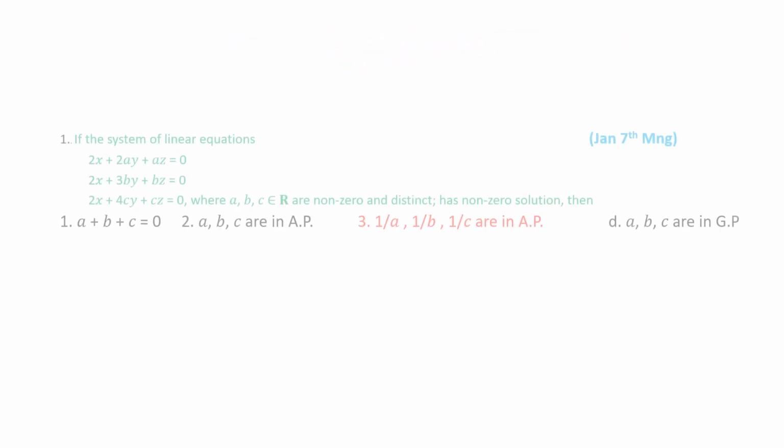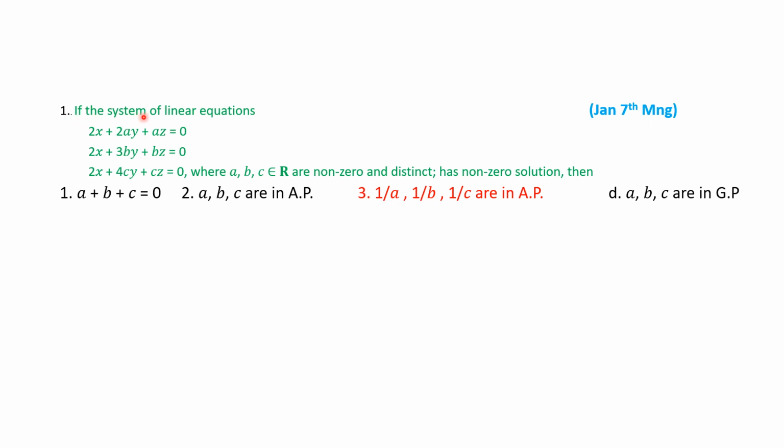Now the first problem: the system of linear equations 2x plus 2ay plus az equals 0, 2x plus 3by plus bz equals 0, 2x plus 4cy plus cz equals 0, where a, b, c belong to R, are non-zero and distinct, has a non-zero solution. Then the given options are: a plus b plus c equals 0; a, b, c are in AP; 1 by a, 1 by b, 1 by c are in AP; and a, b, c are in GP.